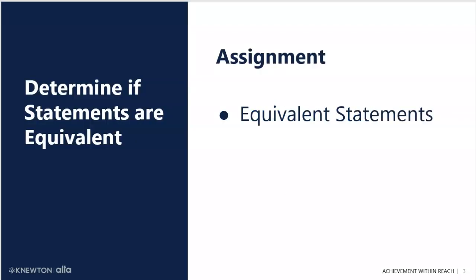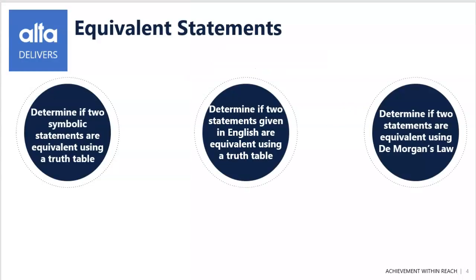All right, so here's what we're going to look at: equivalent statements. We're going to determine if two statements are equivalent using a truth table. We're going to look at two statements in English, turn them into symbolic statements, and use a truth table to determine if they are equivalent. And we're going to use De Morgan's law to determine if two statements are equivalent.